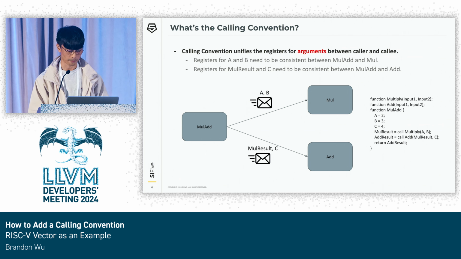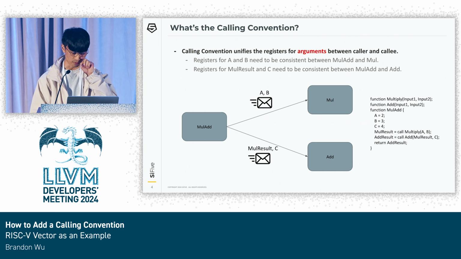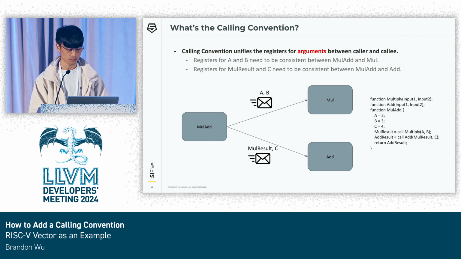So for example, let's say we have a function performing multiply and add. And in this function, it calls subroutines to do the multiply and add respectively. For calling multiply, we need to place the arguments, which are A and B, in some places like registers or memories, and multiply then reads those inputs from the same registers or memory to perform computation. And these rules are all defined in calling convention. Same for calling the add function.